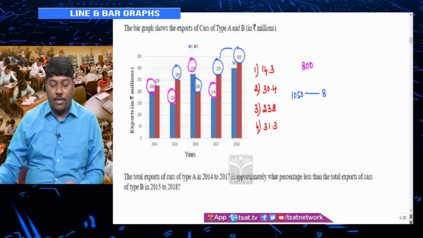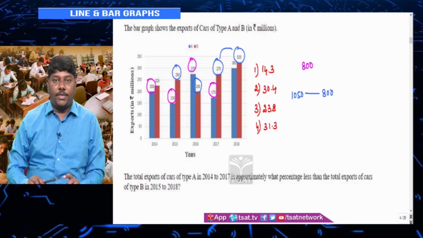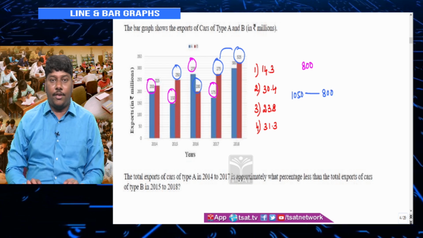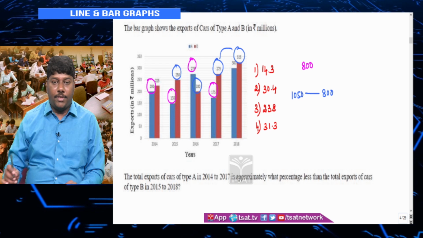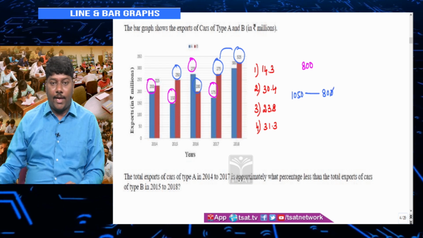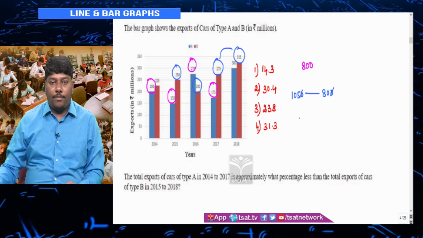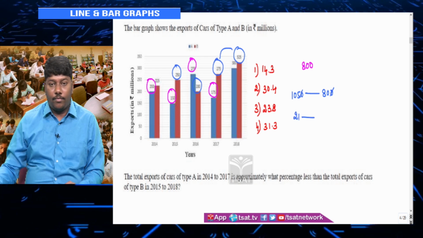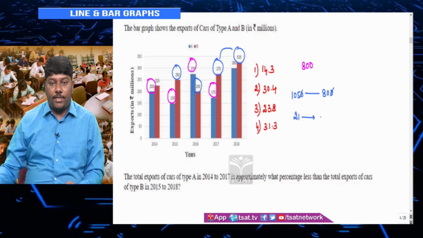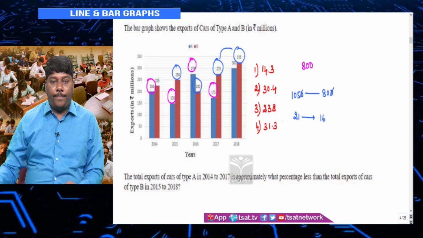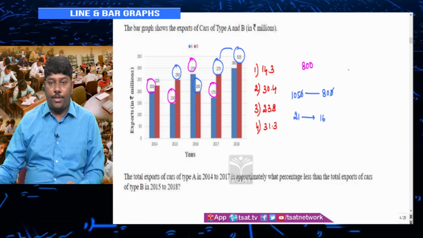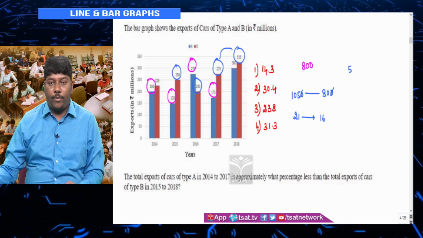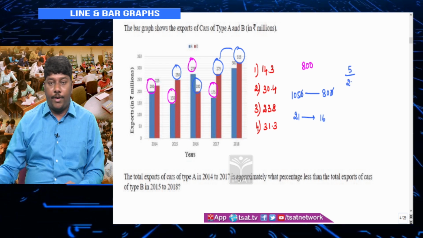So, when you compare 1050 to 800, he is asking you percentage less. Percentage less means percentage decrease. Now, all you need to find out is the percentage decrease. 0, 0 cancel. The 5 table you cancel it, it becomes 21. The 5 table you cancel it, it is 16. Therefore, I can say the percentage decrease is 5 upon 21 into 100.